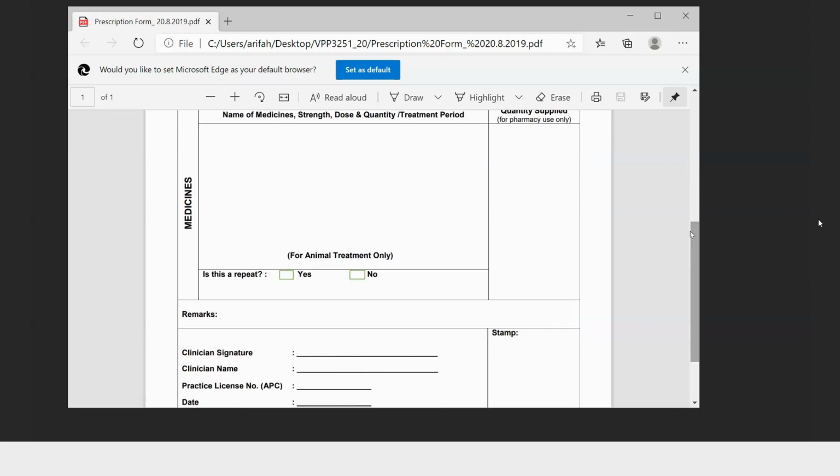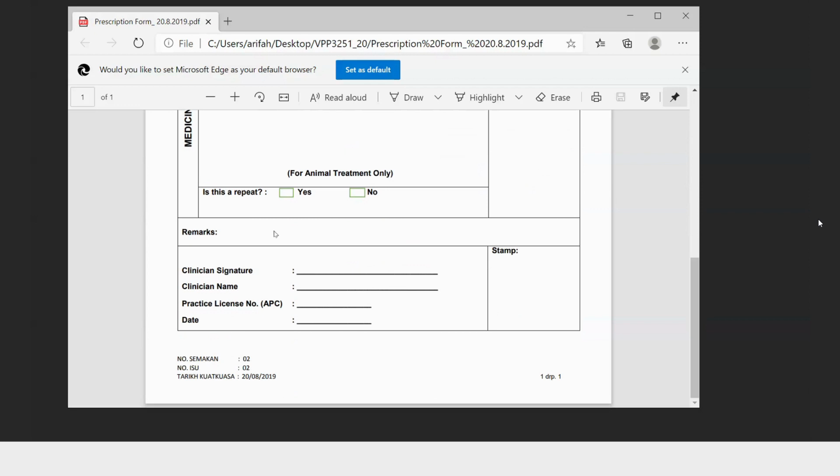It's written animal treatment only. And then, is this a repeat? Is it a second time, or the first time, or a third time? So you have to put a tick here, yes or no. If you want to write any remarks to the pharmacist, please do so here. And then the clinician's signature, the name, and the APC number. The APC number is very important, and the date, plus the stamp.